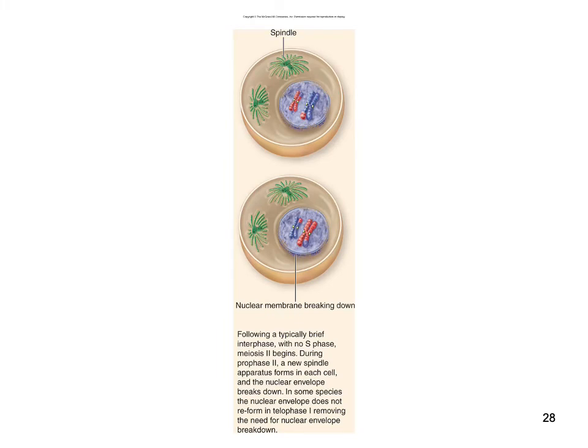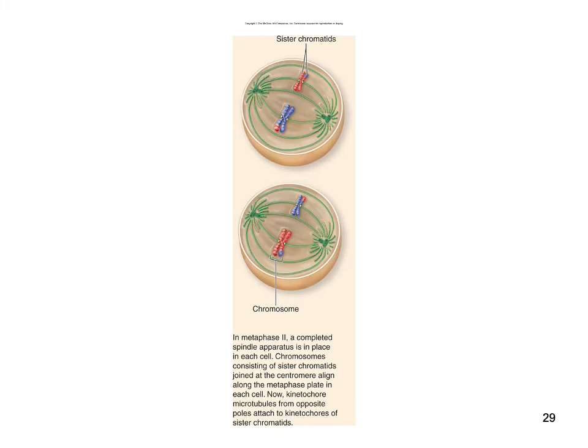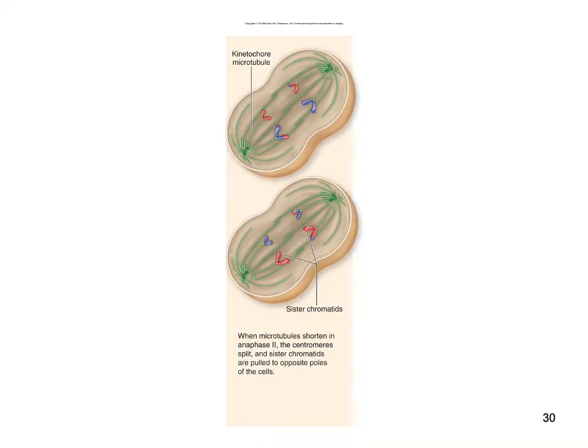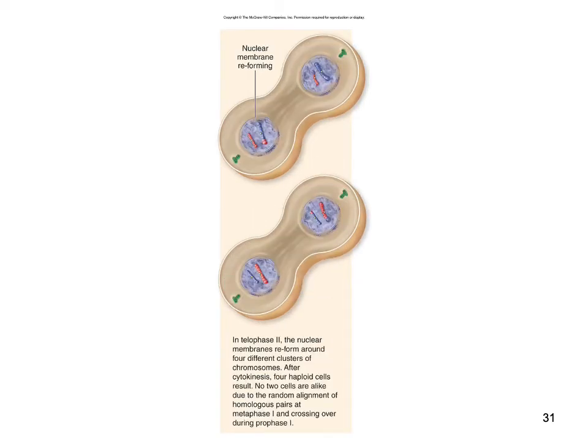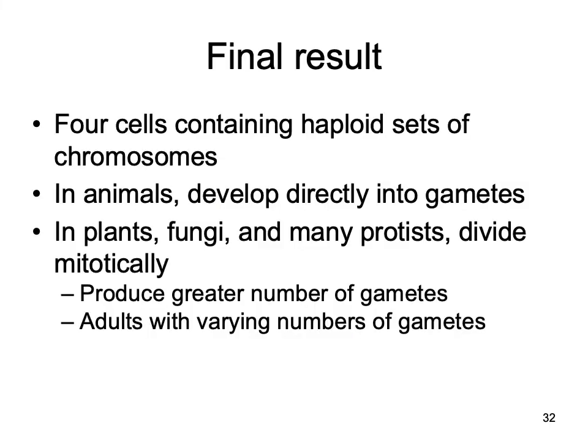Okay. So meiosis 2 does not have any unique features of the process. Sisters separate, 4 new cells form, but the result is unique. There are 4 cells containing haploid sets of chromosomes, 4 genetically unique cells that are each haploid.